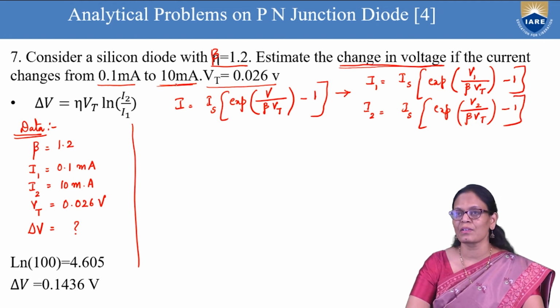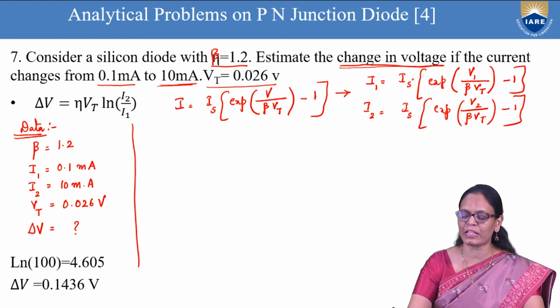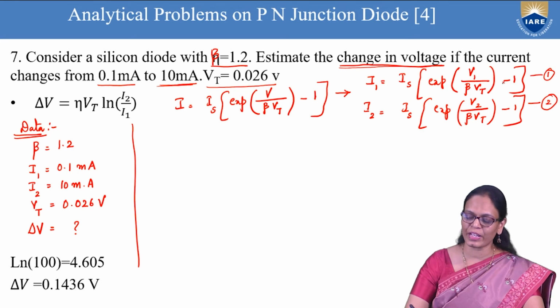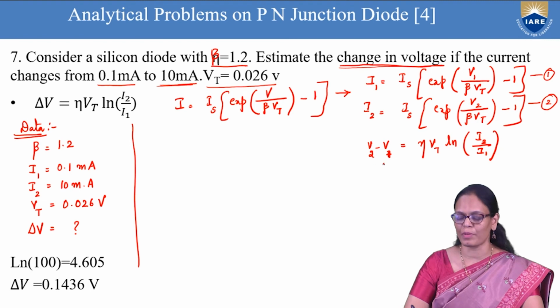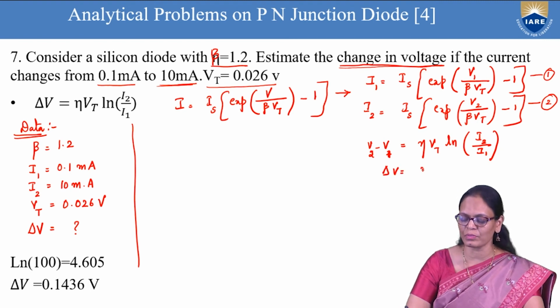So why we are writing this? Because the current is varying. So definitely the voltage also varies. But what we have to find here is delta V. We'll take them as equations 1 and 2 and simplify them. We get V2 minus V1, higher minus the lower, will be equal to eta Vt ln I2 by I1. So this is the formula, or I can simply write it as delta V is equal to eta Vt ln I2 by I1.